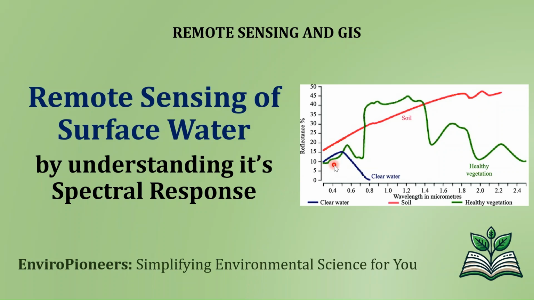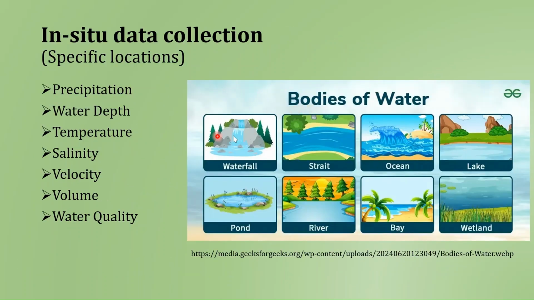Like vegetation, as we discussed in the last video, the spectral signature of water also provides valuable information about it, and by understanding its spectral response across different wavelengths, it can be utilized in the remote sensing of surface water for its biophysical characteristics. Water exists in various states on Earth. It can be fresh water, salt water, water vapor, rain, snow, and ice.